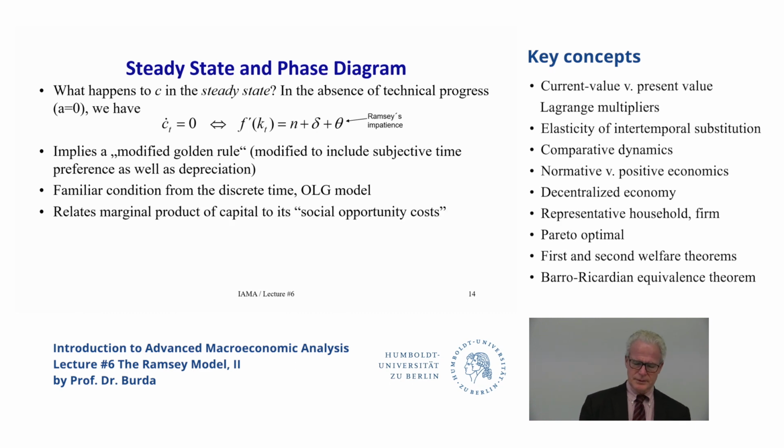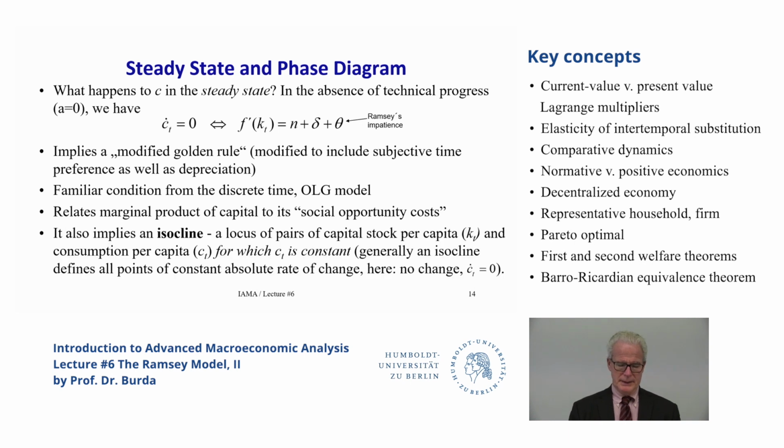So these are conditions that are familiar to us. And you can think of this from the planner's perspective as relating the marginal product of capital on the left-hand side to the social opportunity costs, meaning that these resources could be allocated to consumption, but they would have to, in a sense, cover their way. They're going to have to guarantee that there's enough output to cover the constantly growing population, as well as the fact that capital has to be replenished after depreciation, and that the social planner might also be impatient.